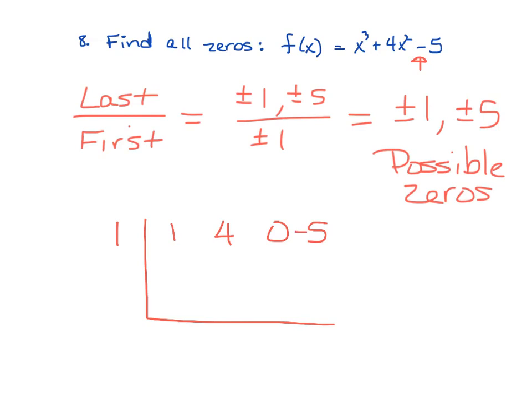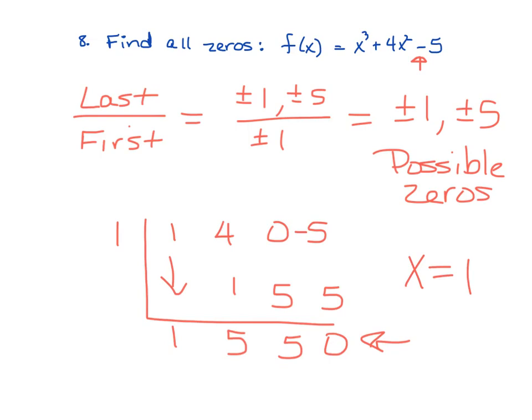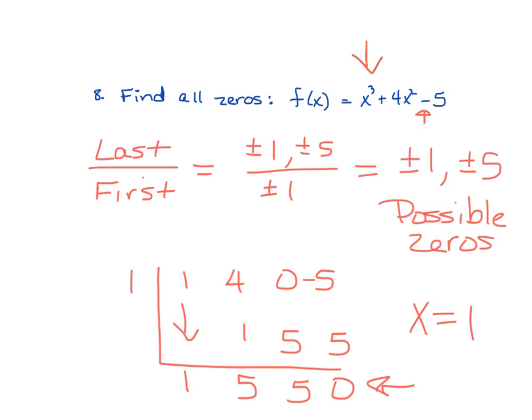So now I'm going to do my synthetic division problem. Bring down, multiply, add the column, multiply, add the column, multiply, add the column. I got a remainder of 0, so x equals 1 is my first 0. Notice my original problem, it's a 3. I'm looking for 3 zeros. I've only found 1 so far. Got to find 2 more.